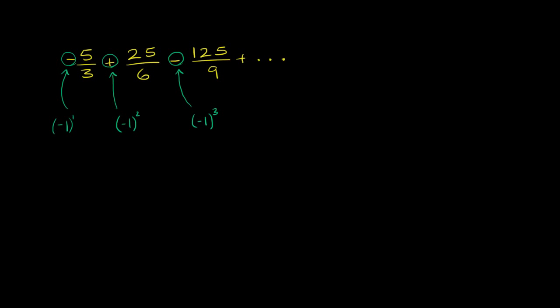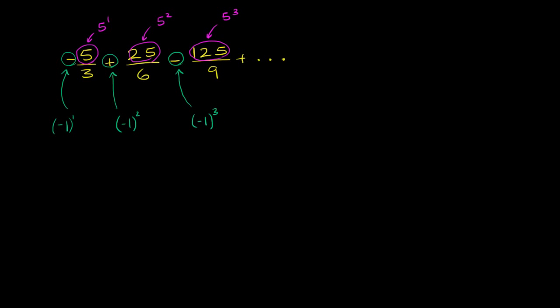Now let's look at the other parts of these terms right over here. So we have 5, then we have 25, then we have 125. So these are the powers of 5. So this right over here is 5 to the first power. This right over here is 5 to the second power. This right over here is 5 to the third power. So this part, we're raising 5 to our index. Notice 1, 1, 2, 2, 3, 3.